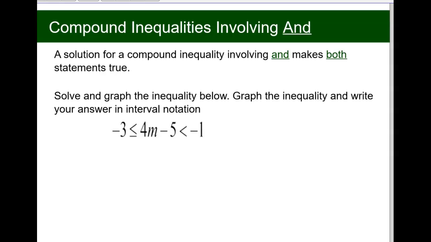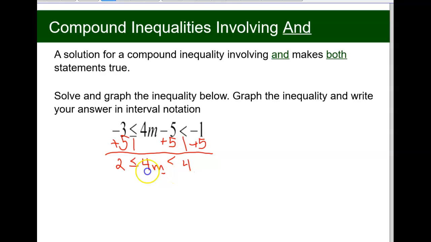Well, what I think about is if this was an inequality and I didn't have this part, what would I do? I would add 5 to start isolating the variable. Well, that's exactly what we're going to do here, except we are going to add 5 to all parts of this compound inequality. So I'm going to add 5 to the expression, and then I'm going to add 5 to both sides. And this is how I start solving it. Negative 3 plus 5 is 2. That's less than or equal to 4m, which is less than 4.